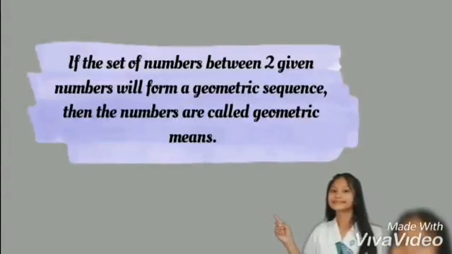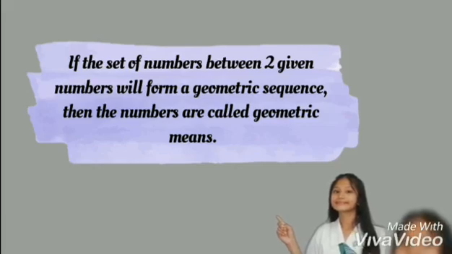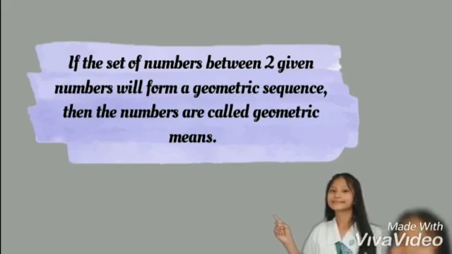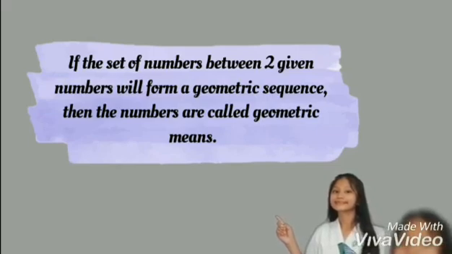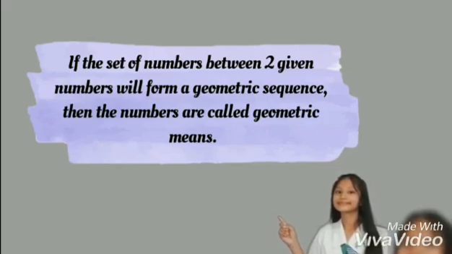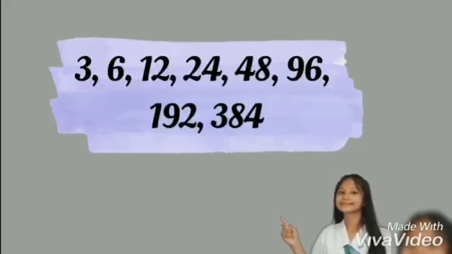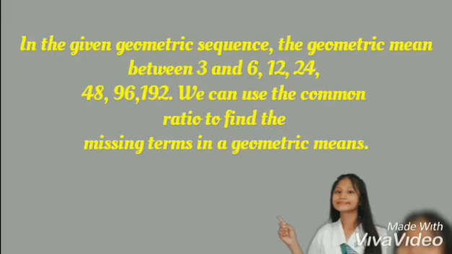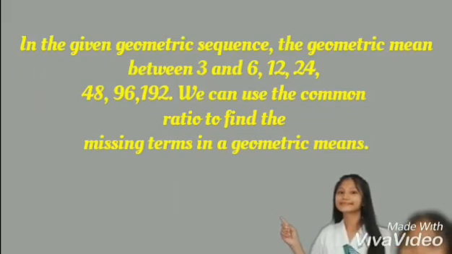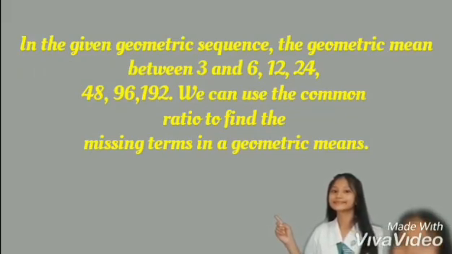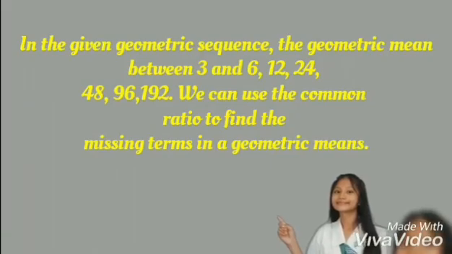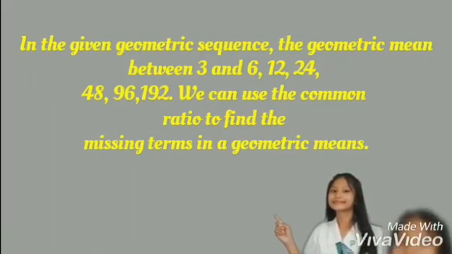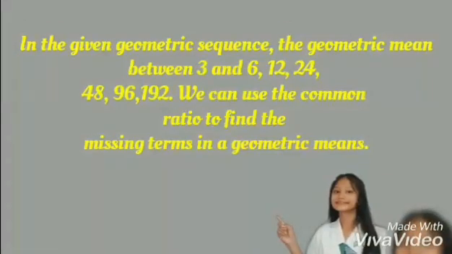If the set of numbers between 2 given numbers will form a geometric sequence, then the numbers are called geometric means. In the given geometric sequence, the geometric means between 3 and 6, 12, 24, 48, 96, and 192. We can use the common ratio to find the missing terms in the geometric means.